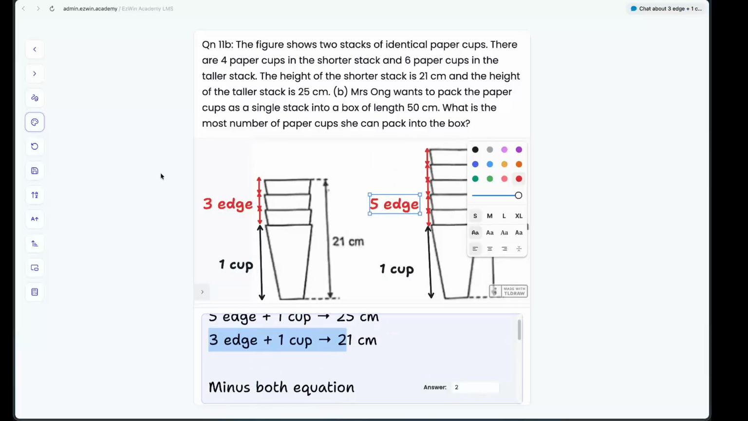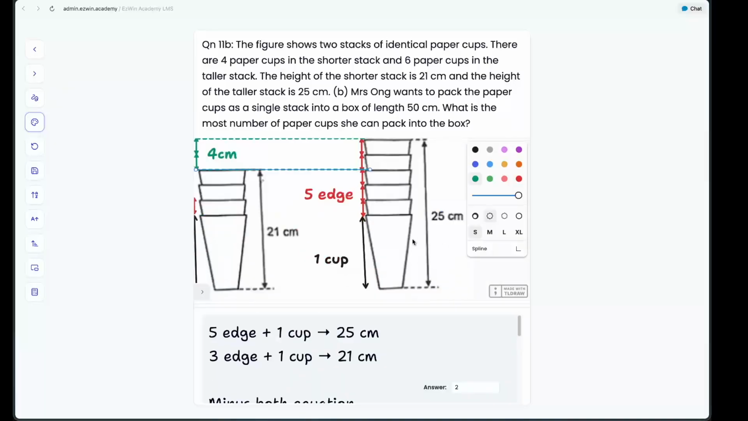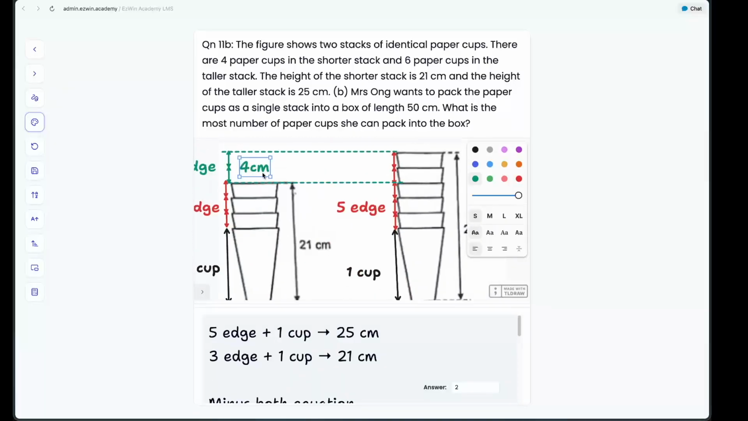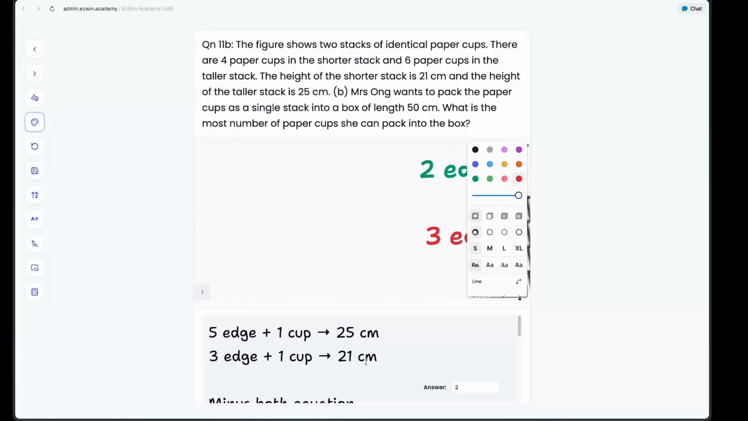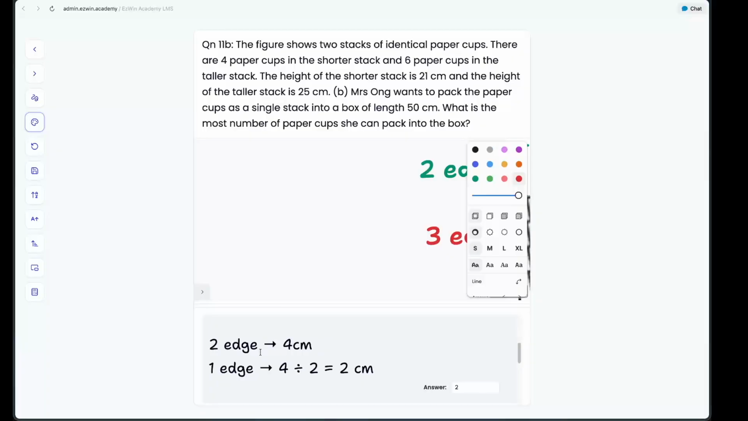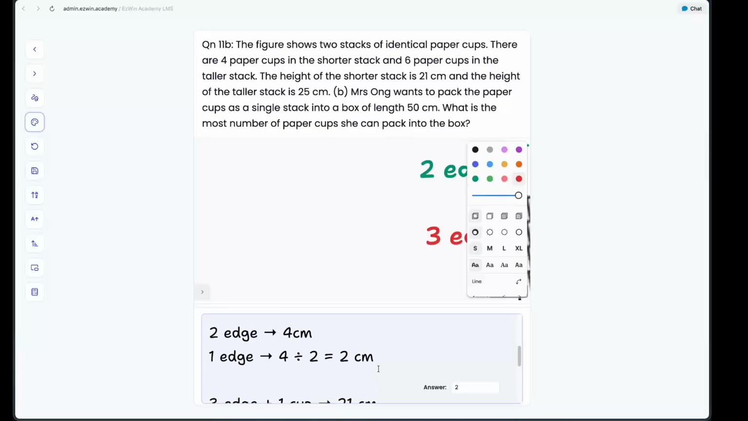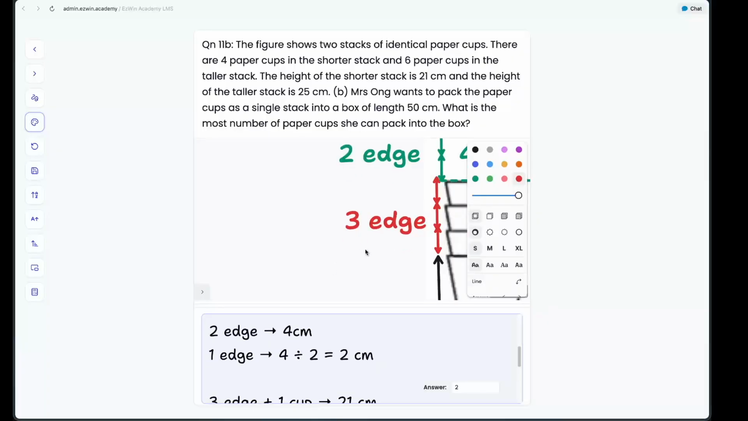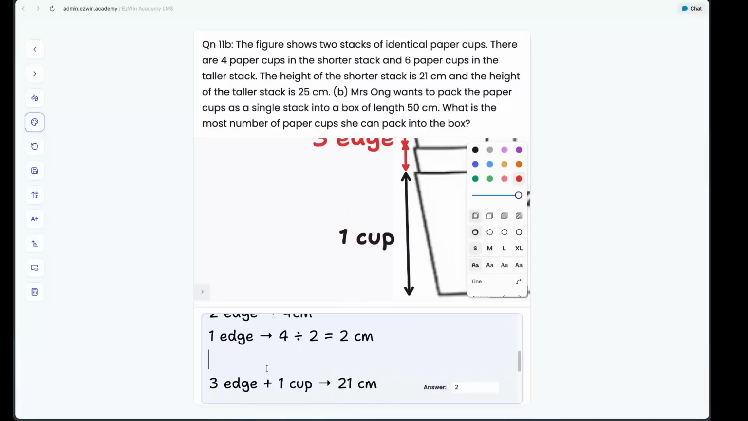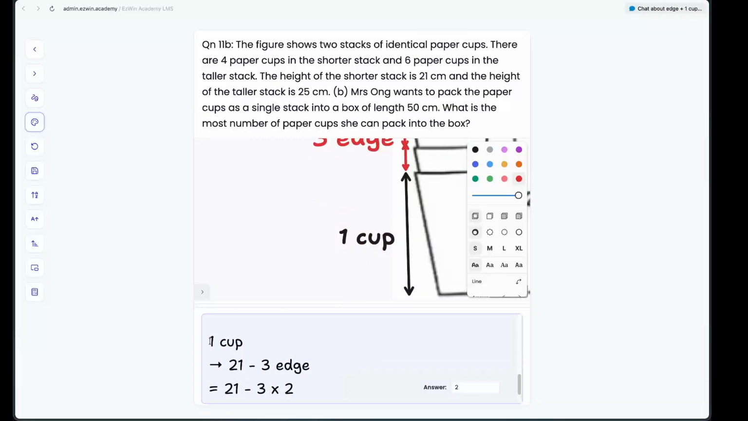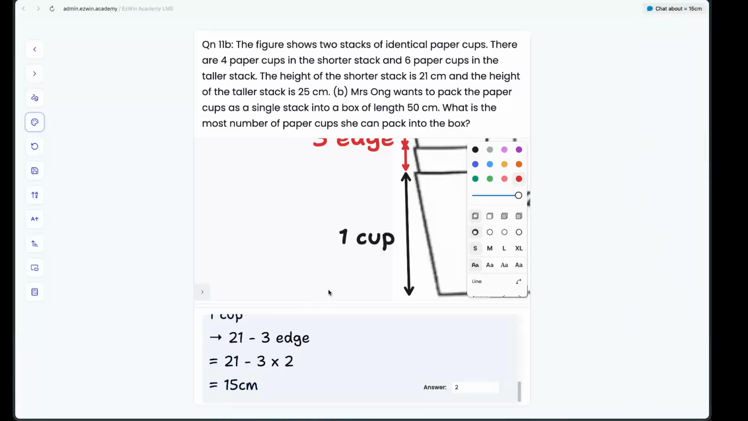Then if we subtract both equations, if I were to visualize this, that means 25 minus 21 will be 4 centimeters. And this will give us 2 h's. That's what I see over here. So that means 2h is 4 centimeters, 1h is 2 centimeters. Then we want to find the height of the cup. Basically, we just swap in the h. So 3h plus 1 cup is 21. 1 cup would then be 21 minus 3h, which is equal to 15 centimeters.